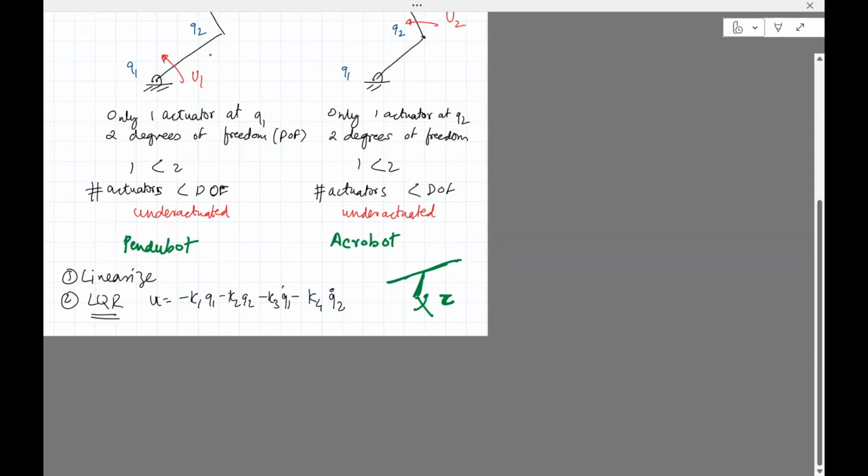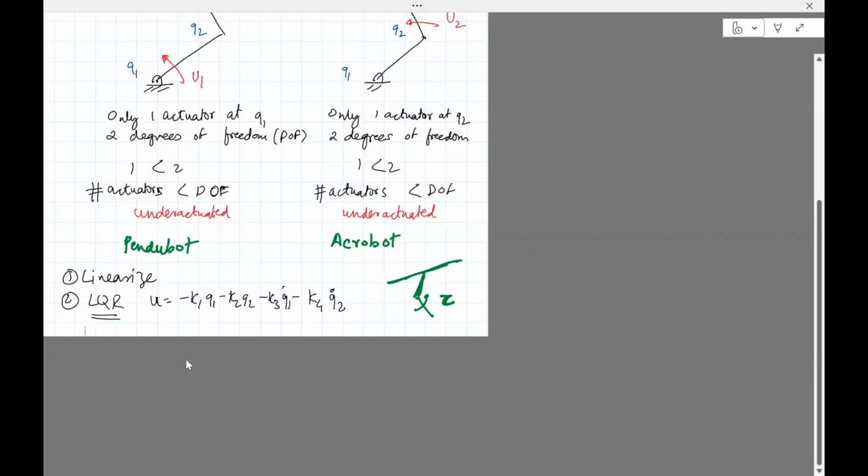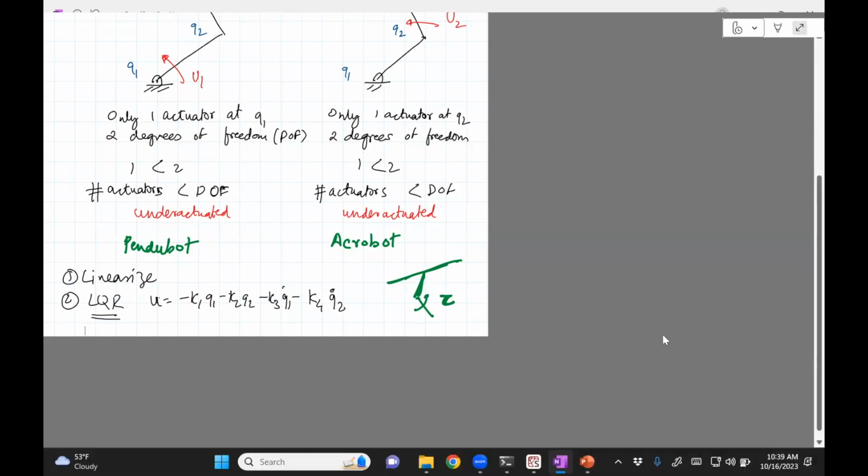I can tell you that this is not very intuitive. It's just very hard to guess a controller for an underactuated system. It's not that trivial. So let me show you how to do this with LQR. First linearize, which I did. I basically have a code which will do this for you, and once you have the linearization, you can use LQR.